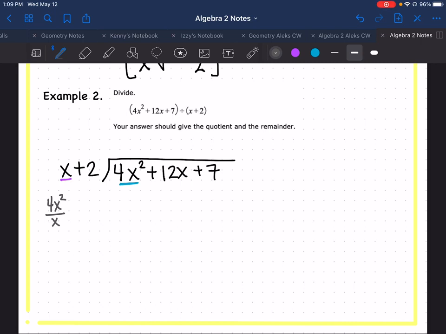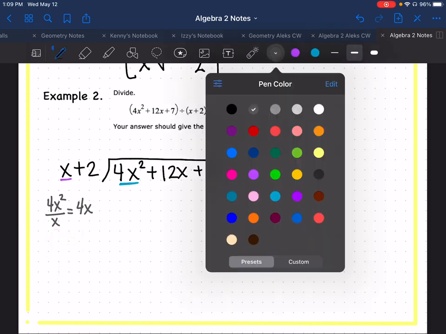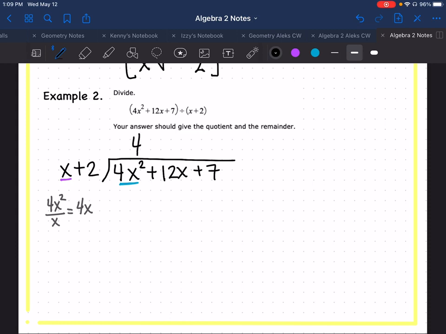All right, so 4 is divided by nothing. And then remember the rule says it's the square on the top minus the 1x on the bottom, so it would give me just x. You could also think of it as 4x times x over x, and then these two would cancel out, giving you your 4x. You could think of it that way as well. I'm going to take this answer that I got and I'm going to put it on the top.